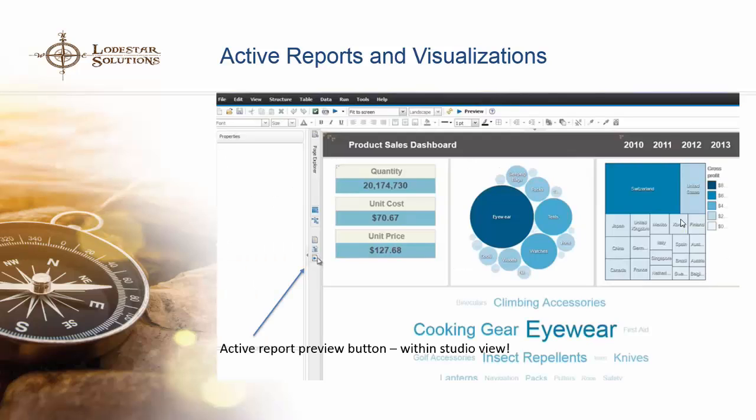As you can see on this page, there is an active report preview button. What that does is right within the studio, you can click that preview. And as you can see, I've hit preview and I'm showing you an active report that's actually in its output form. And that's done right in the studio. So think about how much time that saves. Huge time saver.